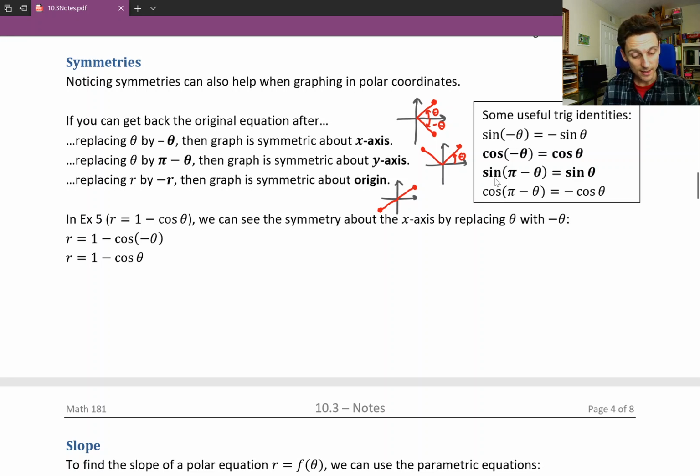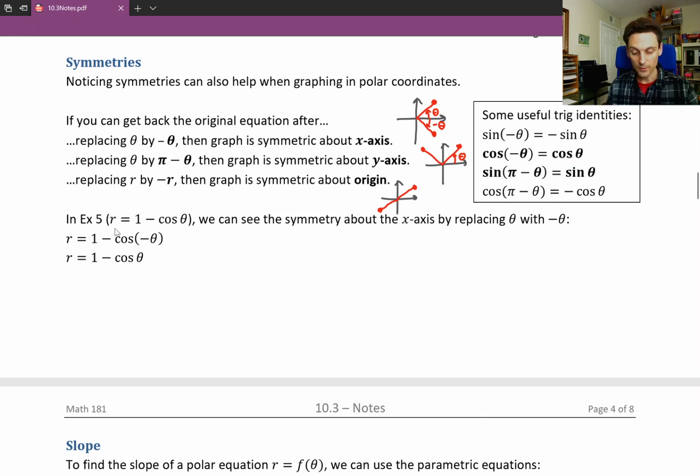Then sine of pi minus theta equals sine of theta. That identity helps you with situations that are symmetric about the y-axis. So oftentimes sines are going to be symmetric about the y-axis because of that identity. These other two, the first and the fourth ones, I just put for reference, but it's really these middle two that help to satisfy these conditions of symmetry.